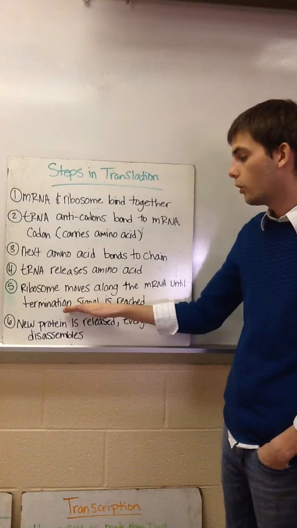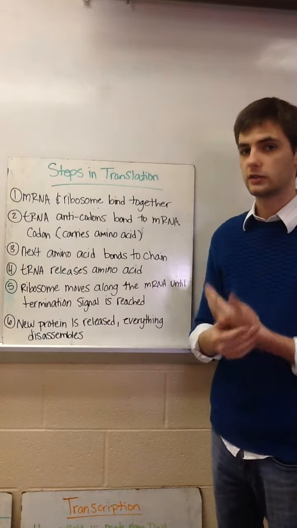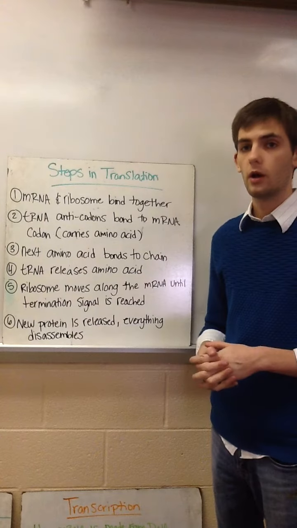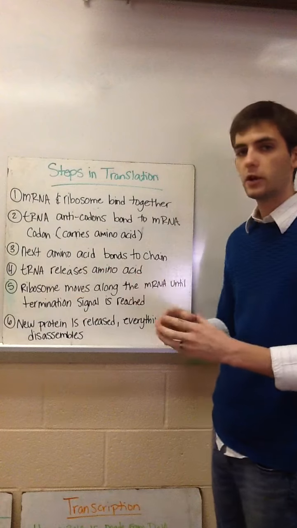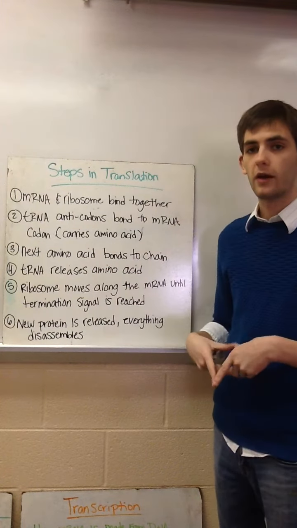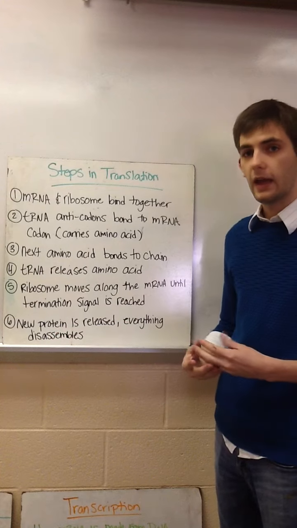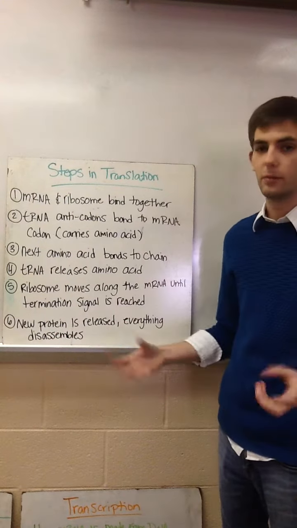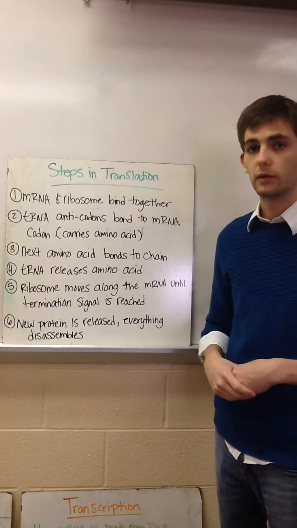And there is no amino acid for the termination signal. The termination signal is just a stop codon. In other words, it doesn't code for anything. And once all of those amino acids are linked together, you have a polypeptide. And that protein or polypeptide is released, and everything will disassemble. So your ribosome will break apart, and the mRNA will be released from the ribosome.